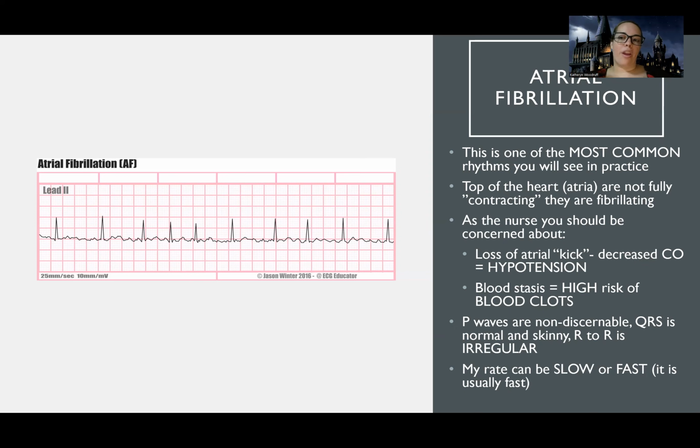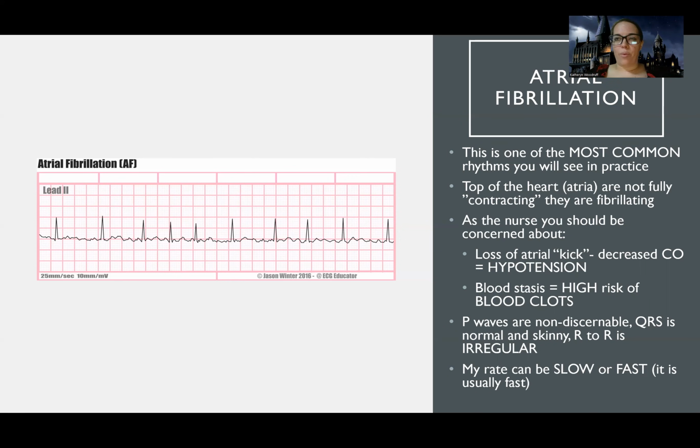And when you're looking at it on a monitor, the heart rate will be jumping around. It'll be like 73, 84, 62. It's going to be jumping all over the place. A lot of times, if you feel their radial pulse or listen to their apical pulse, it's going to be irregular. Atrial fib can be slow or fast, or it can be a normal rate.